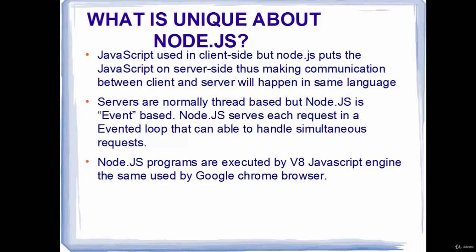Now servers are normally thread based, but Node.js is event based. Node.js serves each request in an evented loop that is able to handle simultaneous requests. So Node.js is not a multi-threaded application. It only has one thread which uses events. And lastly, Node.js programs are executed by the V8 JavaScript engine, the same engine behind the Google Chrome browser.